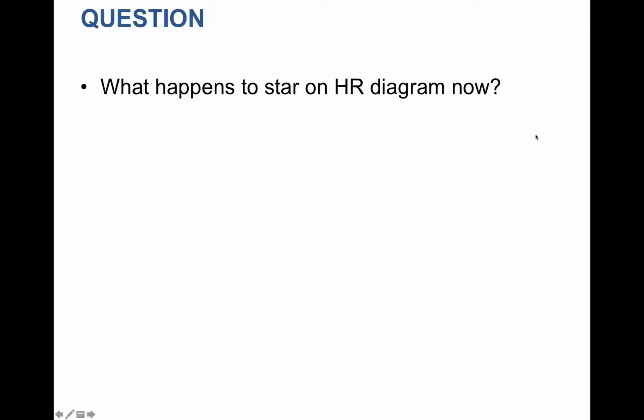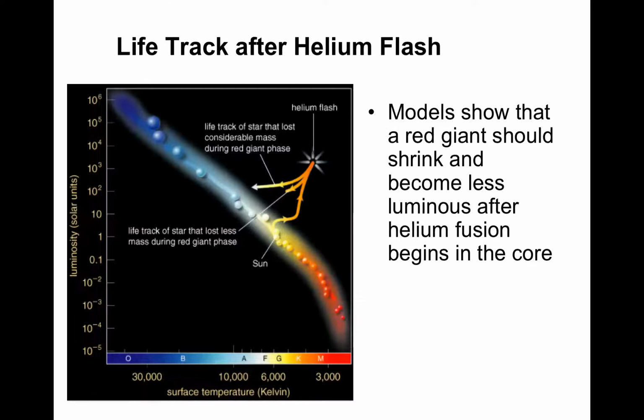What happens to the star in the HR diagram? Well, it's gotten less luminous, so that means it has to go down on the HR diagram. The surface temperature has gotten hotter, and that means it must move back to the left on the HR diagram. It moves back towards the main sequence. We don't think it will actually reach the main sequence, but where it actually does go depends a lot on how much mass you lose at this point.